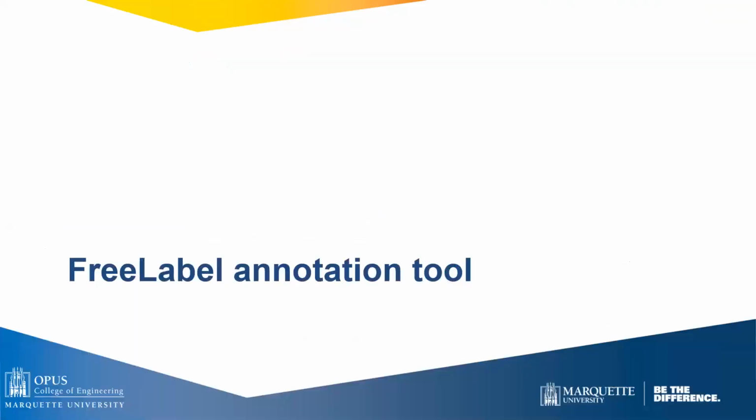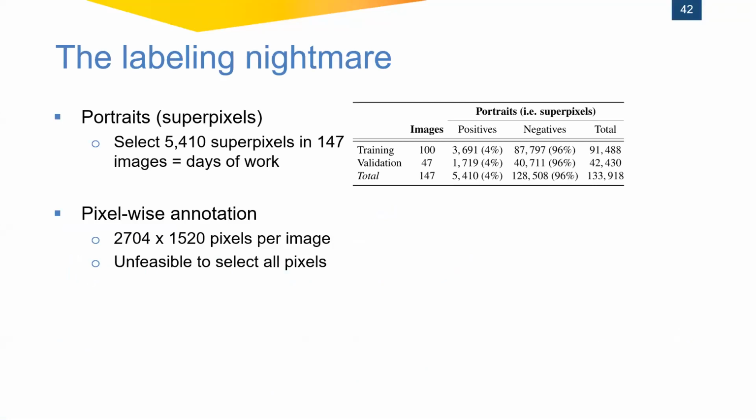So just to wrap up, I'll talk a little bit about how we annotated those data sets. Because at first, as I mentioned, we annotated the data sets with superpixel annotation. That meant we had to select the pixels that contain flowers. So I had to select manually, through weeks of work, 5,000 superpixels in these 447 images. That took a lot of time.